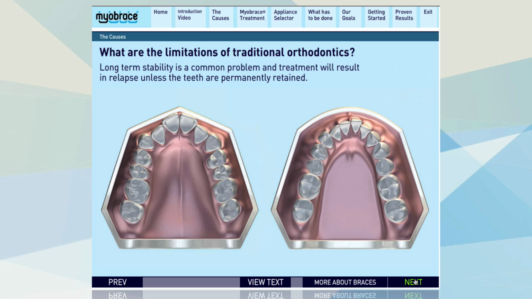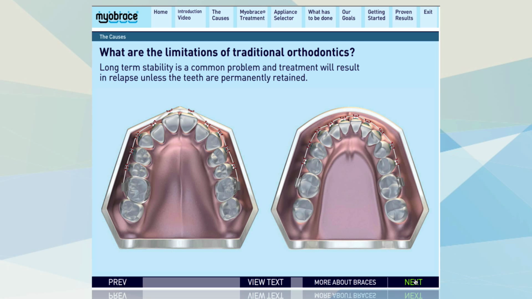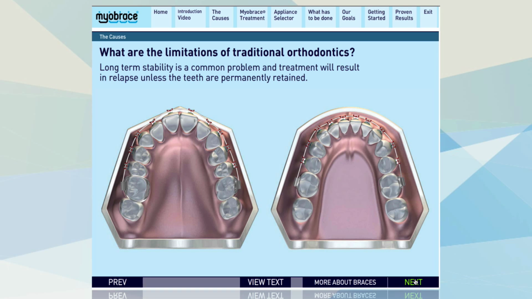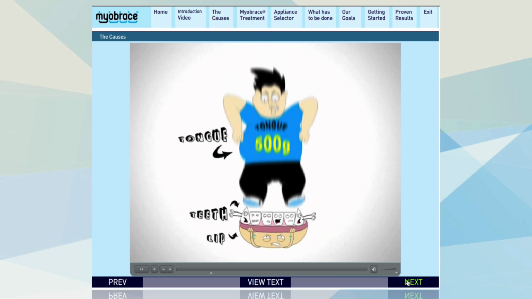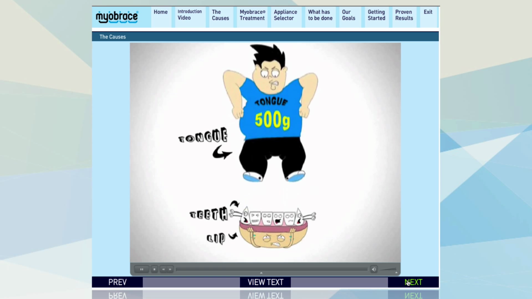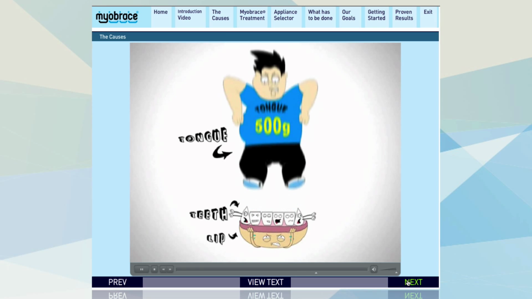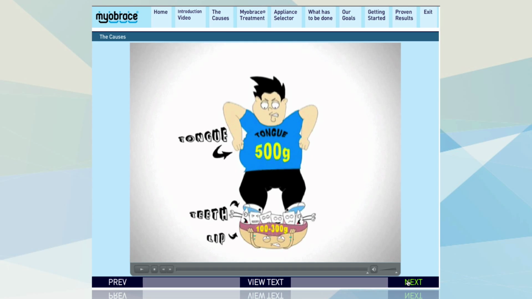And the problem is that braces don't really resolve the issue. Put the braces on, braces come off, unless the retainers are on pretty much for a lifetime, the teeth will relapse again. Main reason is the tongue and the lips, the real culprits of causing the malocclusion, have never been treated.